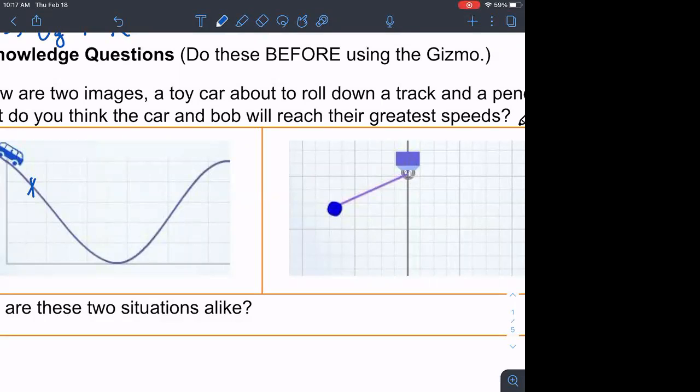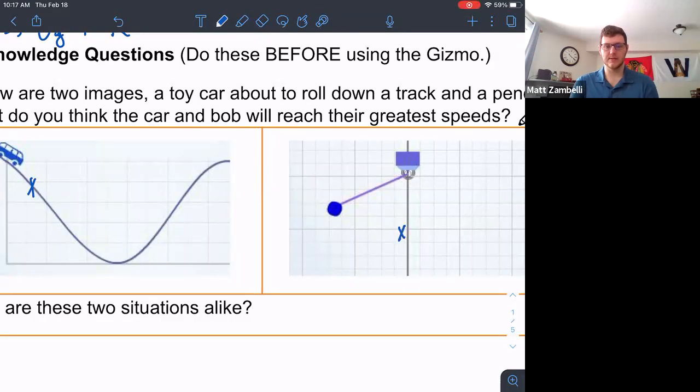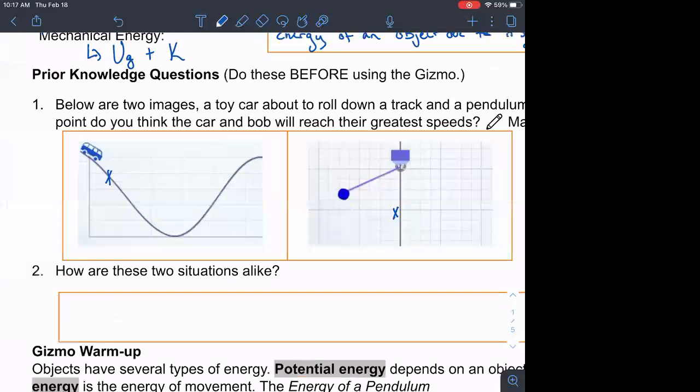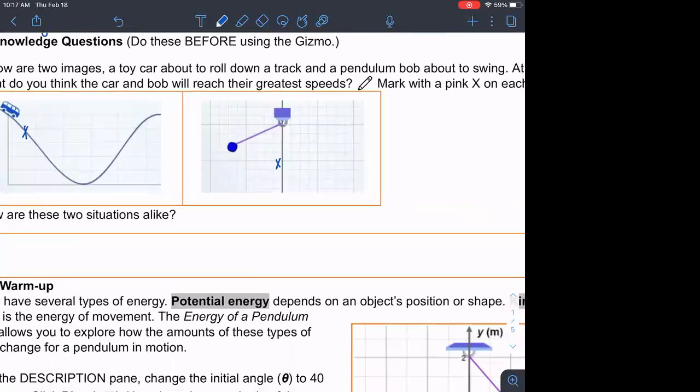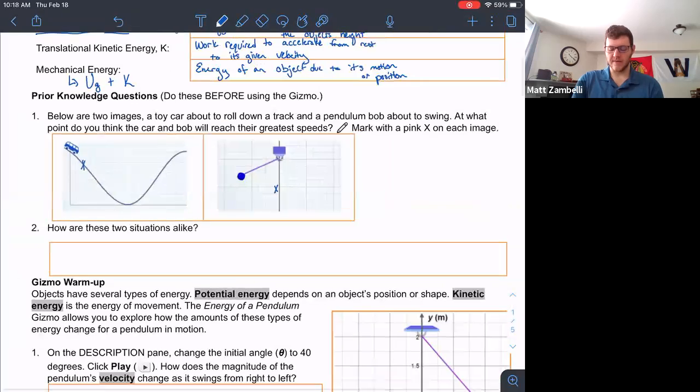Right before it passes the middle. You're saying like right here-ish? Yeah. All right. So in this gizmo, we're actually going to figure out if we're right for both of these. So we're going to see if we're correct throughout this gizmo.